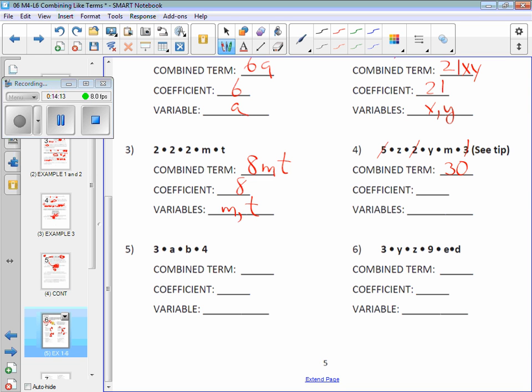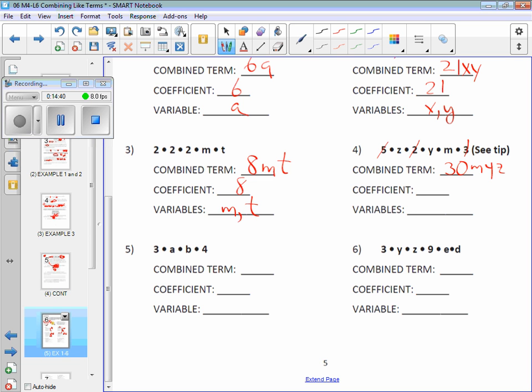Oh, you have to put them in order? You got to put them in alphabetical order. It's just the way it gets done. Not that it would affect the answers because it's all multiplication, but the way it gets done mathematically is you put them in alphabetical order. So you have M, Y, and Z. And I like to put a little line through Z so it doesn't look like a 2.